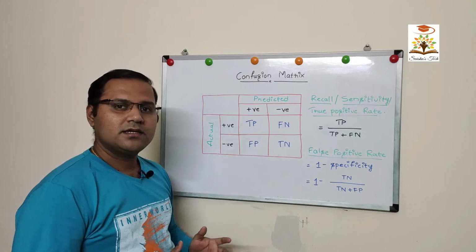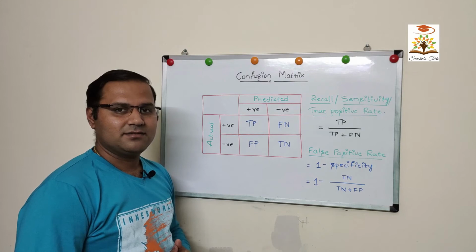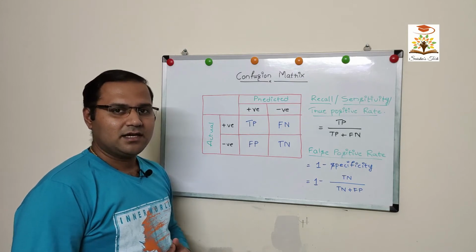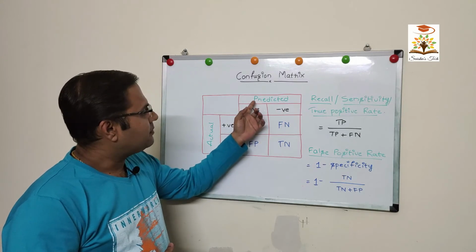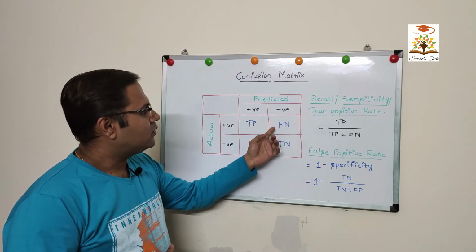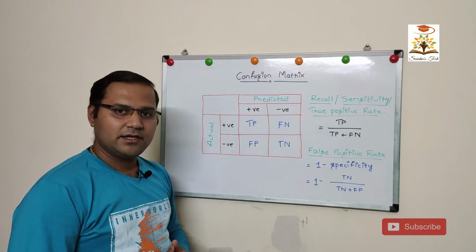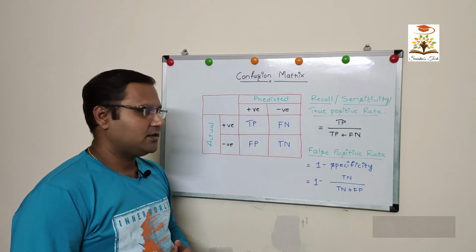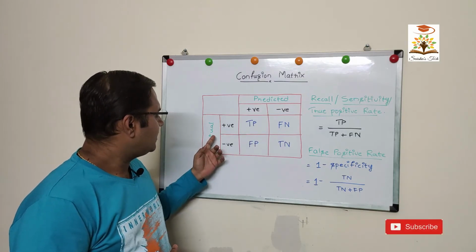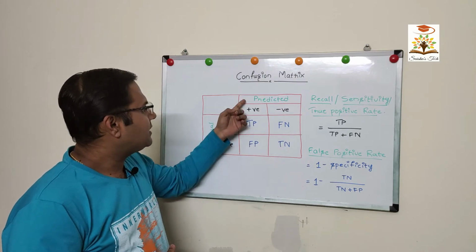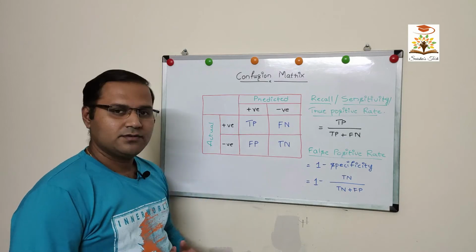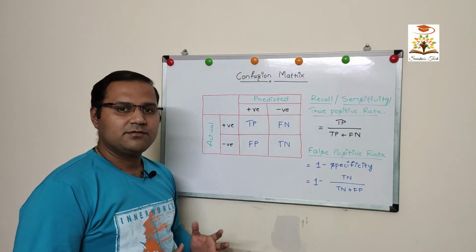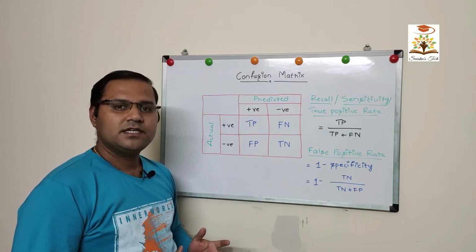We do make mistakes during prediction. These mistakes are, if actually it is positive and we predict it as negative, those cases are known as false negative. Similarly, if actually it is negative and we predict it as positive, those cases are known as false positive. False positive is type 1 error, false negative is type 2 error.